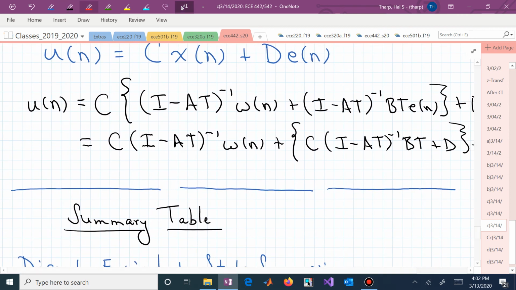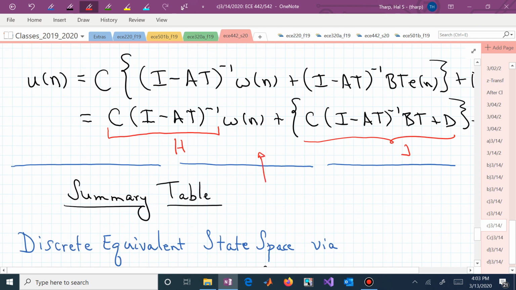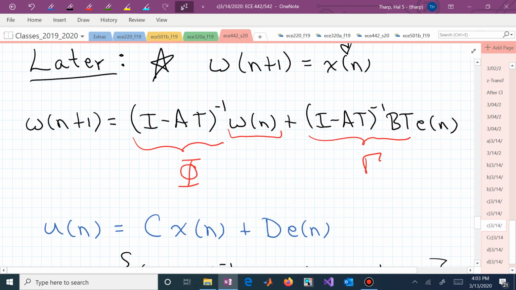That's now the output equation, so that this would become our H matrix, and this would become our J matrix, the direct feed-through matrix. And if we needed it, if somebody said, well, what is x at the present time n? We know that x of n is just w of n plus 1, and we have an equation for that. That's what we're keeping track of. That's our state vector in this discrete time representation.